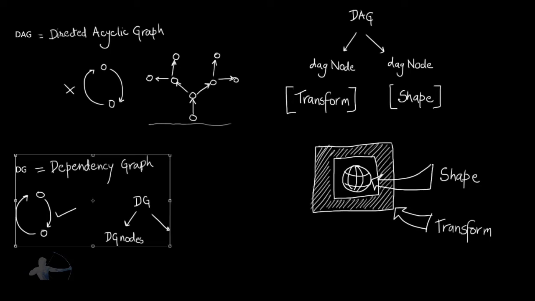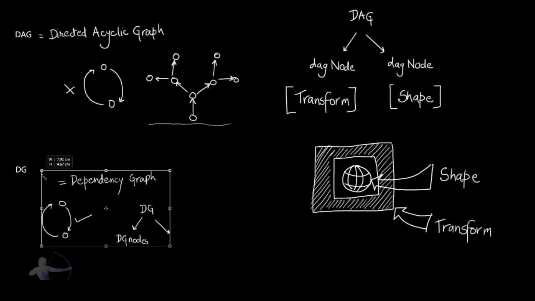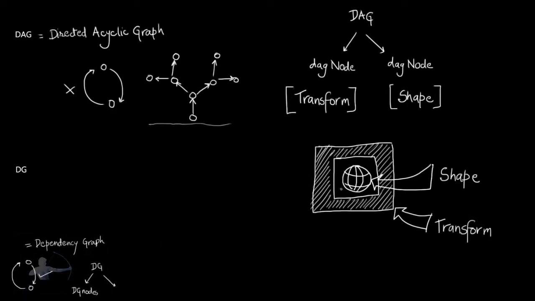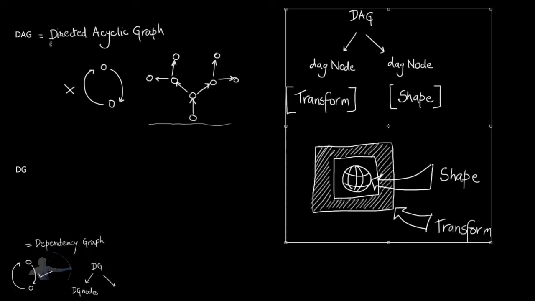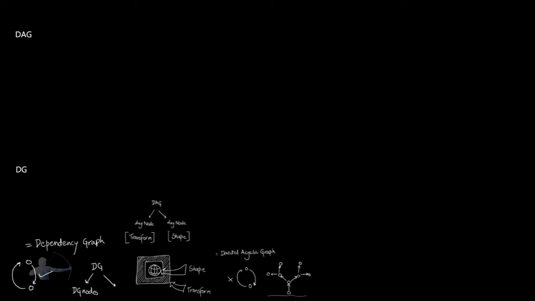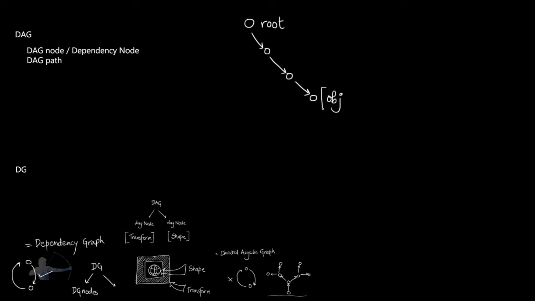Now we would understand one more term, which is DAG path, but before that I would make some space in the board. So DAG path. DAG path is a path from the root up to that particular object. Without DAG path, Maya has no idea where that particular object is in world space.